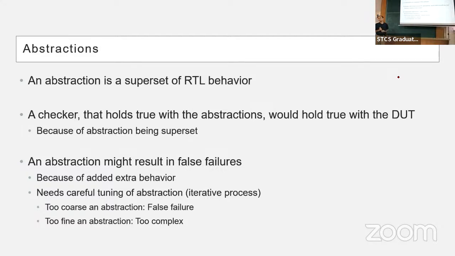So we want to keep the abstraction not too coarse, because that will give us false failures, and at the same time we do not want it too fine, otherwise it will replicate the RTL behavior, which will again bring complexity. We need this fine balance, this careful tuning. Because of that, depending on the situation, it sometimes takes a whole lot of time to add an abstraction.